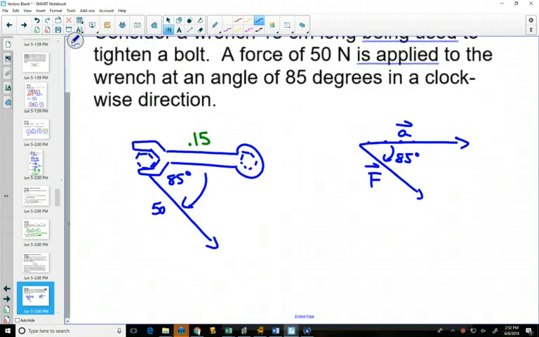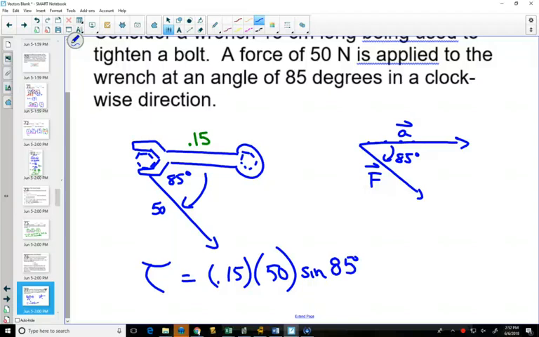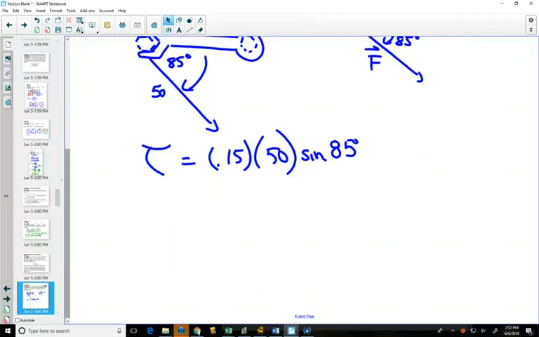So now if we want to find the torque, length of A is 0.15, length of B was 50, sine of 85 degrees. That gives about 7.47 Newton meters.